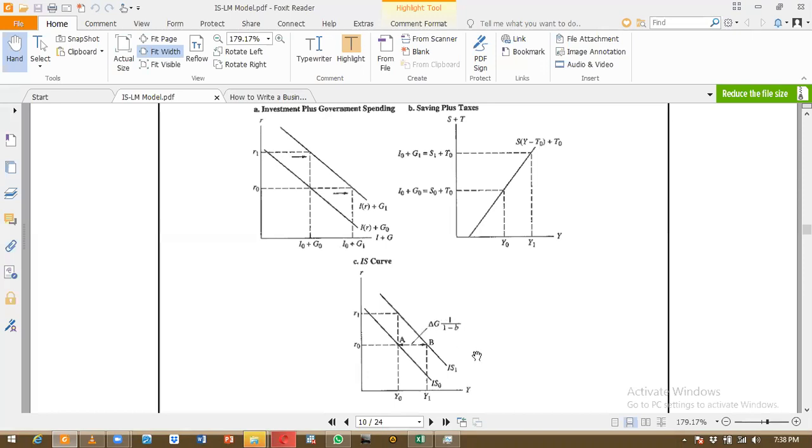But I'm saying that we should just concentrate on the graph. When we are doing the mathematical aspect, we'll deal with this one. So whenever there's an increase in government spending, it causes the IS curve to shift to the right. But if there's a reduction, that is going to cause the IS curve to shift to the left.